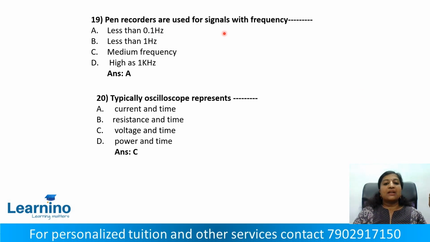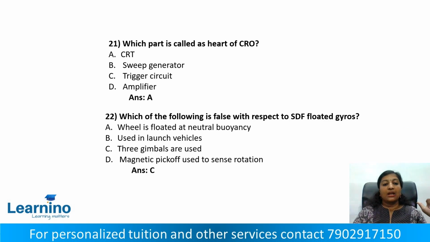Question number 19. Pen recorders are used for signals with frequency. Which frequency? We use pen recorders for less than 0.1 Hz. Question number 20. Typically an oscilloscope represents current and time, resistance and time, voltage and time, or power and time? And it is voltage and time. Question number 21. Which part is called the heart of CRO? It is the CRT. Cathode ray tube is the heart of CRO.